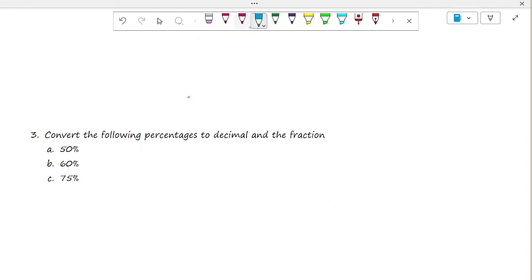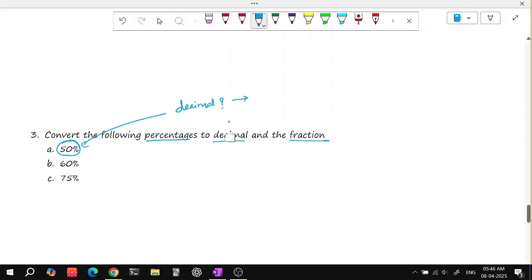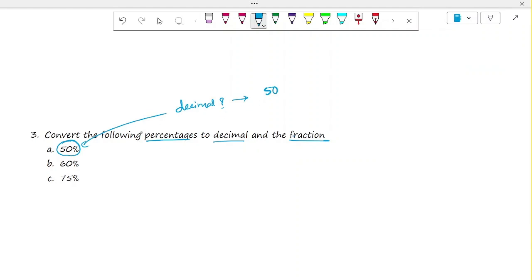This was solved yesterday. Just try to solve this and tell me the answer. You are going to convert the percentages to decimal and fraction. What is the decimal of this 50%? How will you convert? 50 percentage is written as 50 by 100. So it will be equal to 5 by 10 or this is equal to 1 by 2. This is the fraction and if you convert this to decimal, it will be 0.5.